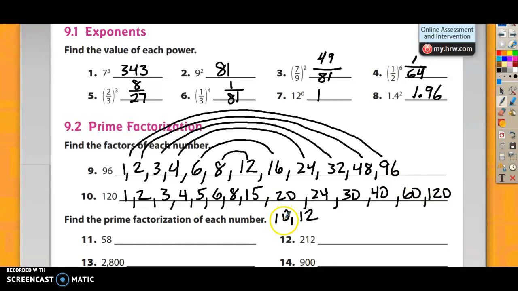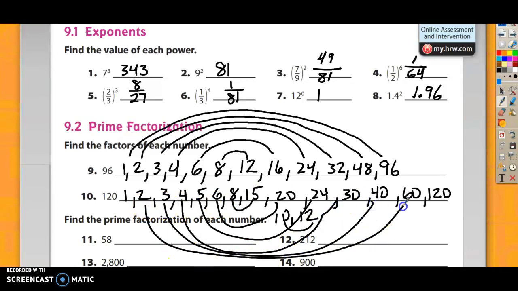And I don't really have room for my rainbow method. I could make it work. It's going to be 10 times 12 is 120. 8 times 15 is 120, 6 times 20 is 120, 5 times 24, 4 times 30, 3 times 40, 2 times 60, and 1 times 120. Well, it's kind of a mess there, but we got them all.